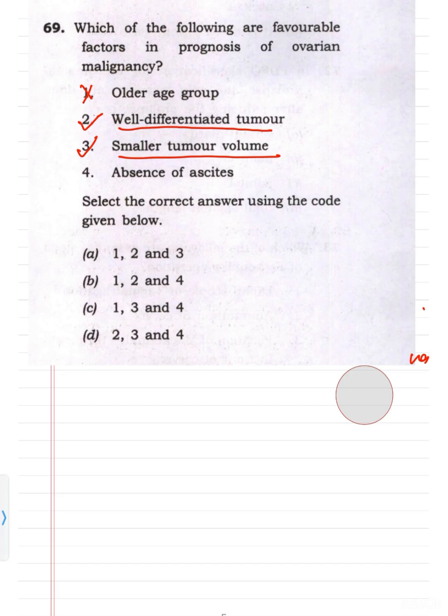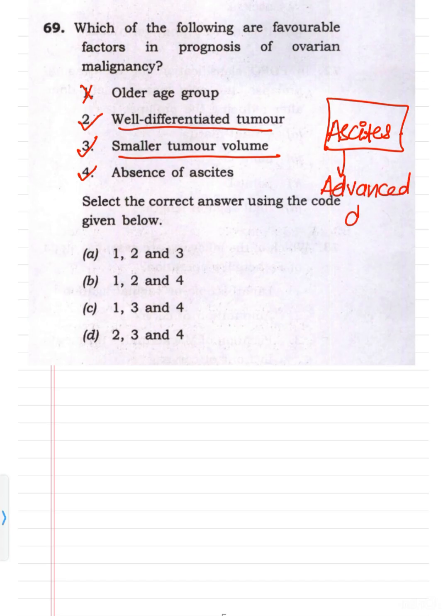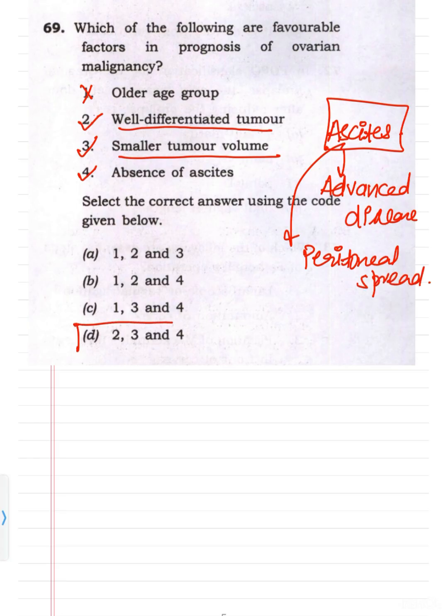Now coming to the fourth one, there is absence of ascites. So there is a patient who is coming to you with ovarian malignancy with ascites, and second is the one which is coming without ascites. So which one will be correct? So the one without ascites will be the one with favorable prognosis, because if a patient is presenting to you with ovarian malignancy with ascites, the ascites indicate that the disease is advanced. So that person will be having advanced disease. And second, it indicates that there is a peritoneal spread. So fourth is correct. So 2, 3 and 4 will be the correct options.